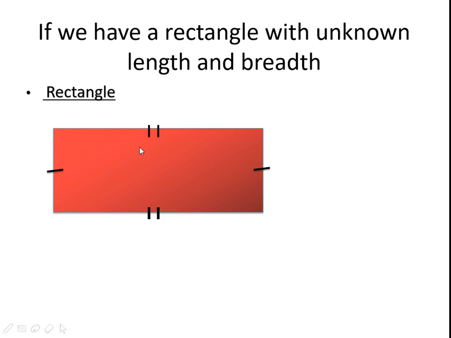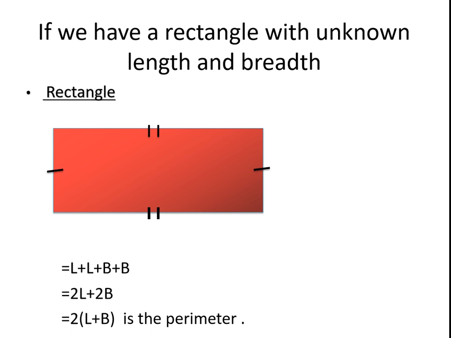Next, what will we do? We'll suppose that the length is L and breadth is B. Instead of length, I have written L, and instead of breadth, I have written B to make my work easy. So how many lengths are there in the rectangle? 1 and 2. So as we find the perimeter, we add 2 lengths and 2 breadths. So I'm adding here 2 lengths and 2 breadths.